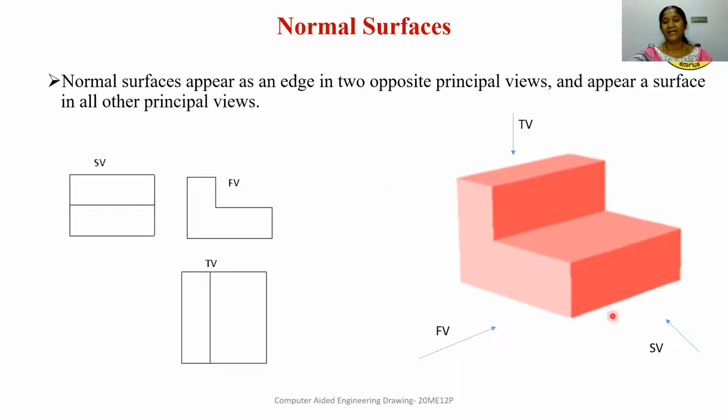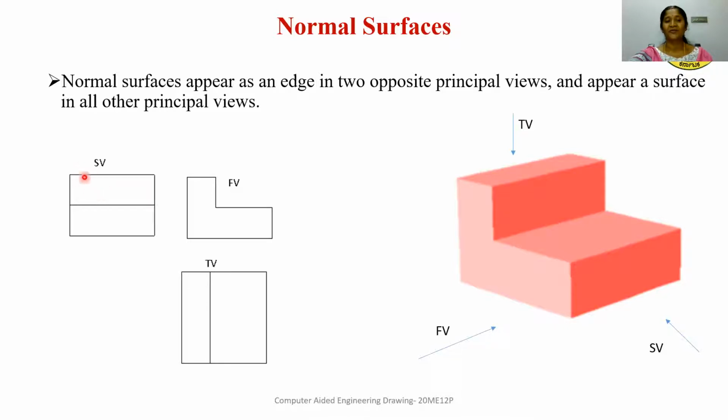Coming to this diagram, if I observe from the side view in this direction, I can see two rectangular surfaces, one above the other, that are colored in red. These two surfaces are represented as an edge in the front view, as well as in the top view. Okay, so this is the side view of the given component. I'm observing it from the right side, so this is the right side view. That will be drawn on the left profile plane in the first angle projection.